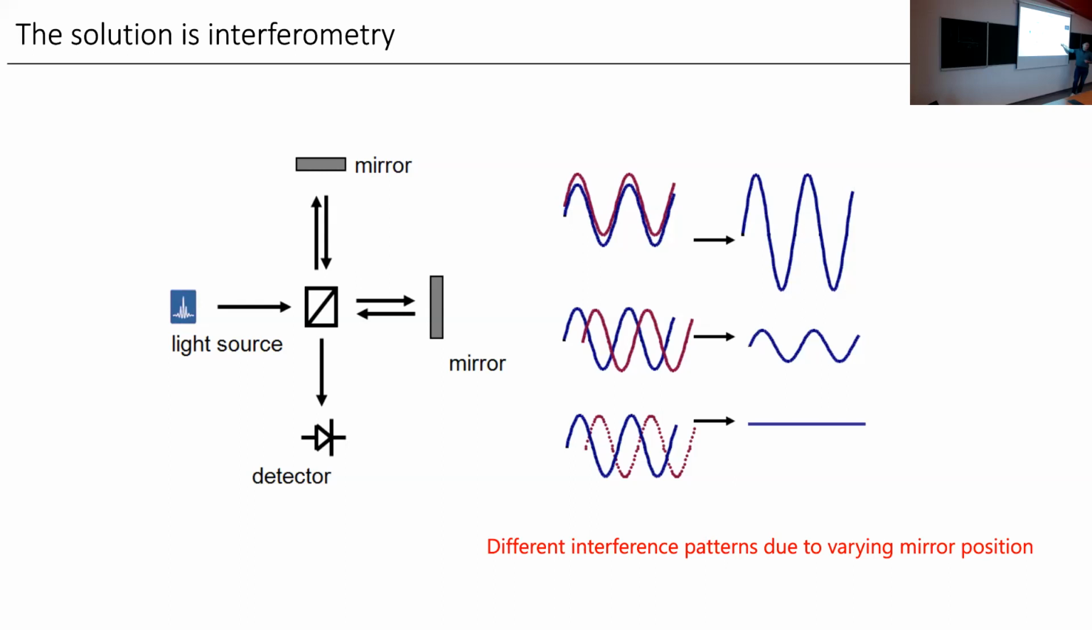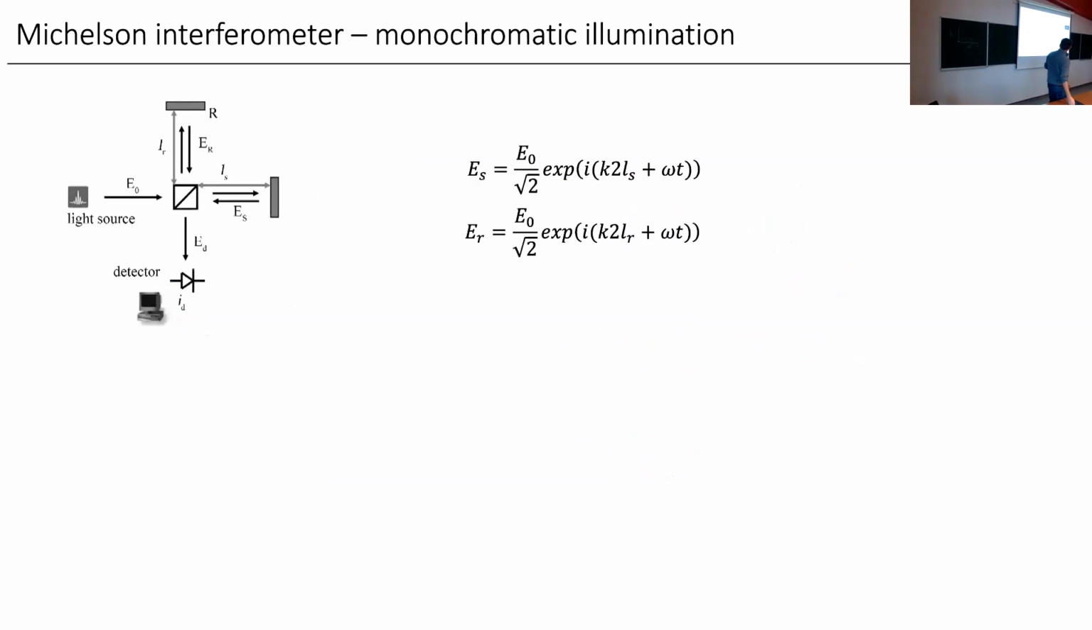So depending on the position of the mirror, I will get a certain signal on my detector.